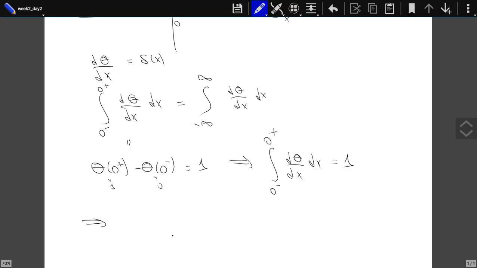So just combining these two, that the derivative of the theta function is 0 almost everywhere except on a single point, plus its integral is 1, tells us that the derivative of the step function is actually the Dirac delta function. So this is our proof.